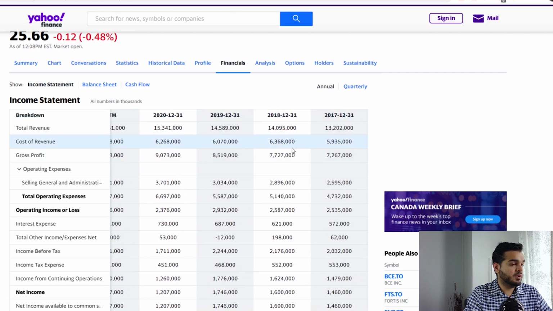And the other piece you want to see is profit growing, right? Because if revenue is growing, but expenses are growing faster than revenue, that's not really a good sign. You want to see a healthy growing profit. So the profit has grown from 7.3 million to 9.1 million in 2020.